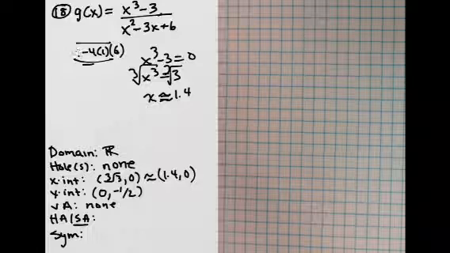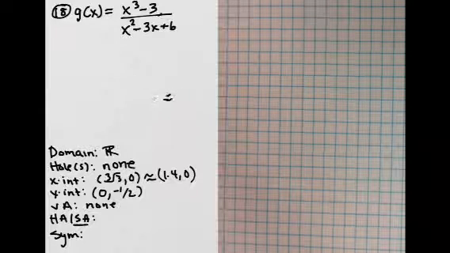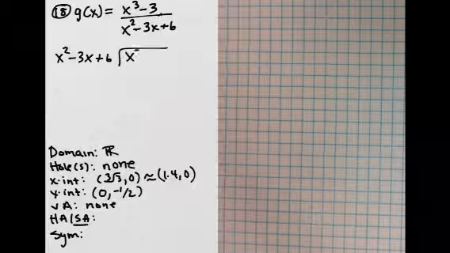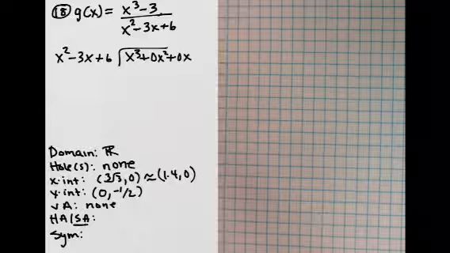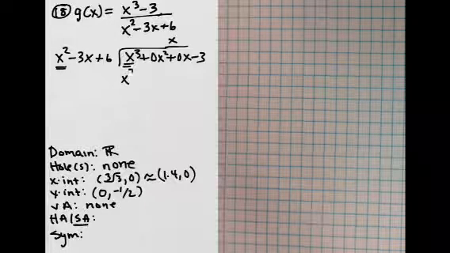Let me erase this part since we already used it, and make ourselves some room here. We're going to do long division. We need some placeholders because we don't have an x squared and we don't have an x. And so x squared into x cubed is x. So I get x cubed minus 3x squared plus 6x.